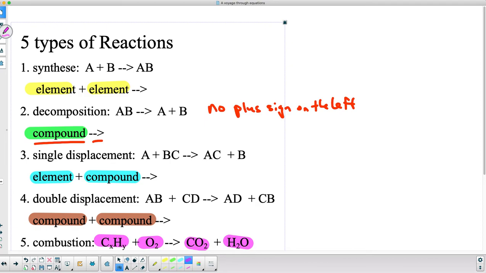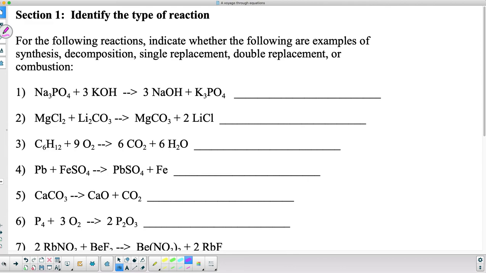Let's go back and see what we get. Notice that I'm going to go through an example of each one in the first 7 or 8. So number 1, this right here is a compound. I'm just going to do regular highlighters here. A compound plus a compound. So what's a compound plus a compound? Well, of course, a compound plus a compound, we said, is double displacement. So that would be a DD. That's what that is, double displacement. Double replacement is the same thing.